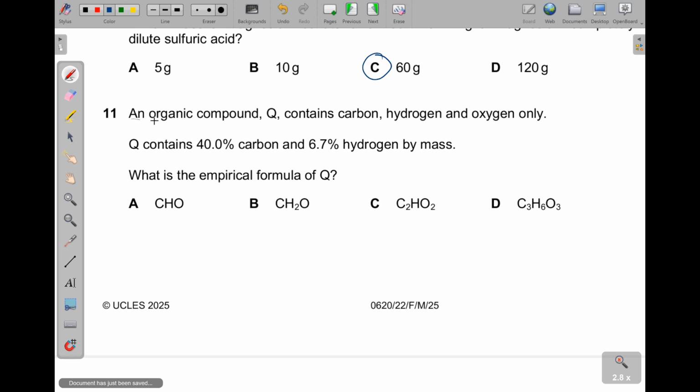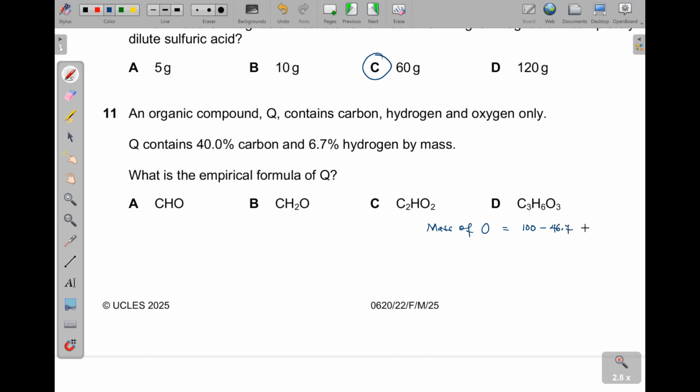Question 11. An organic compound Q contains carbon, hydrogen, and oxygen only. Q contains 40% carbon and 6.7% hydrogen by mass. What is the empirical formula of Q? So first we need to get the mass of oxygen. Okay, mass of oxygen here is going to be 100 minus 40 plus 6.7. That one will give us 46.7.